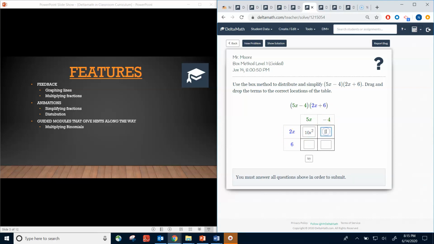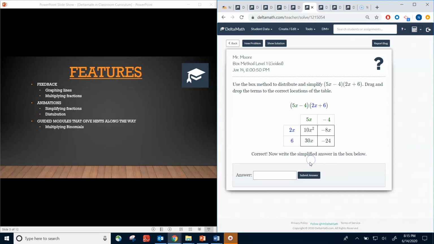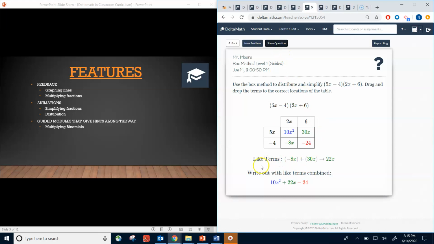2x times negative 4 would be negative 8x. 6 times 5x would be 30x. And then 6 times negative 4 would be negative 24. And we can try that. Now it wants us to write the simplified answer in the box below, and it'll continue to show us step by step how to do that, including adding like terms. It'll use color coordination, so that way we can see it as it goes further.